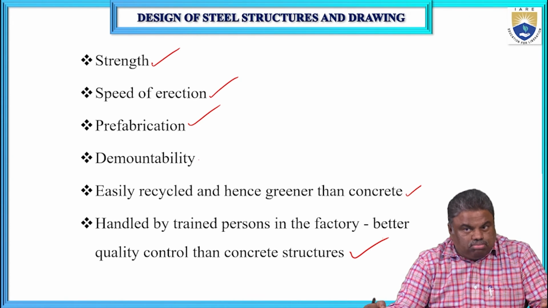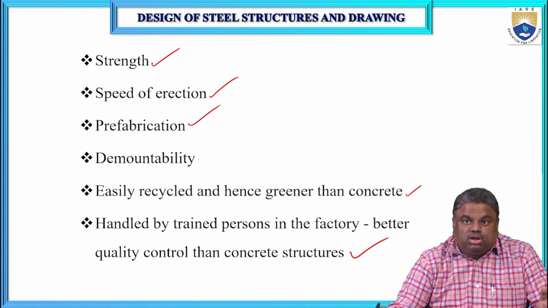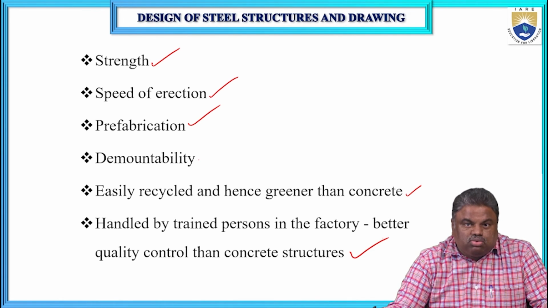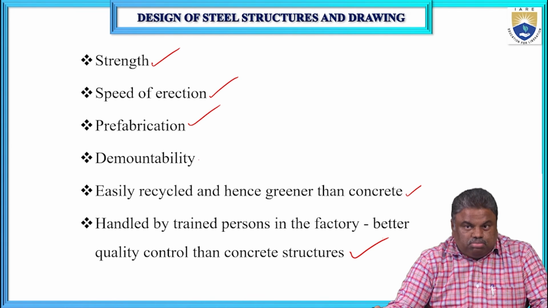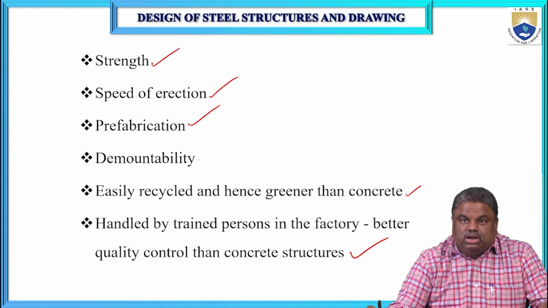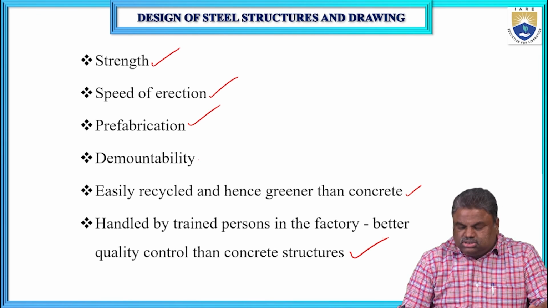So you will get much better quality control than with concrete structures. With concrete structures, we may or may not achieve the quality, but in case of steel, very well trained persons will be there in the factory, right? So we can assure that we will get 100% quality control in steel structures.